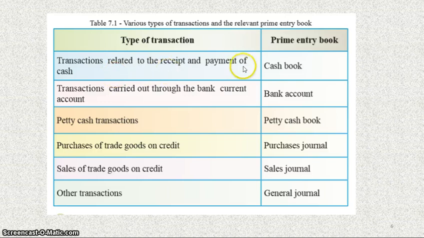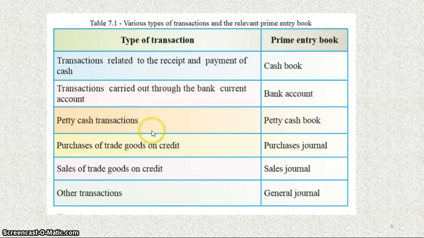Transactions related to receipt and payment of cash: see, cash. The Primementary book will be the cash book. Transactions carried out through the bank current account will go to the bank book. You have a bank account Primementary book, and anything related to your bank account will be dealt with in this. Petty cash transactions have a separate Primementary book called the petty cash book. We will learn about petty cash transactions later, but in simple terms, petty cash is the small expenses that happen every day, like transportation and food expenses. These small expenses come under petty cash transactions.